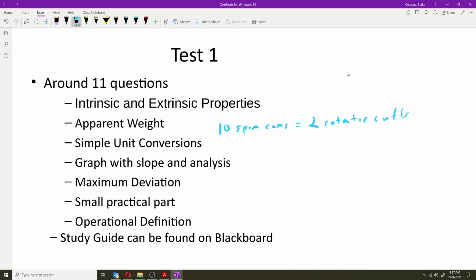Don't forget to title and label your axes. Maximum deviation. Don't forget to study that. There's a small practical part where you have to find the density of some object or something along those lines. And then an operational definition. The study guide, while more limited than your future study guides, can be found on Blackboard, going over what I just said. As long as you watch all the videos and look over your notes, it's not a terribly difficult test.